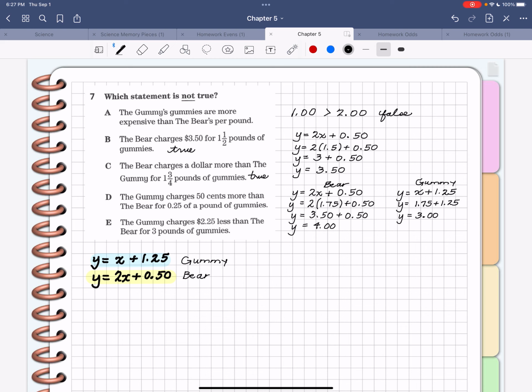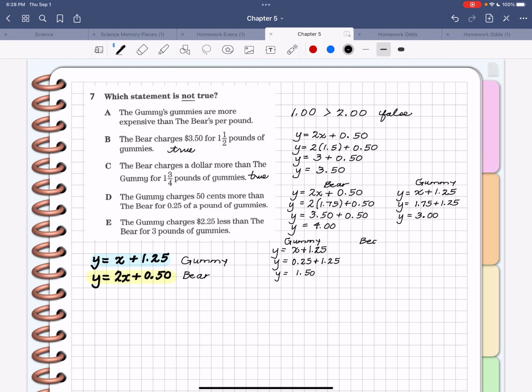The gummy charges 50 cents more than the bear for 1/4 a pound of gummies. So y equals x plus 1.25. I'm putting gummy first because option D puts gummy first. So we have 1/4 a pound plus 1.25, so we would have $1.50 at gummy.